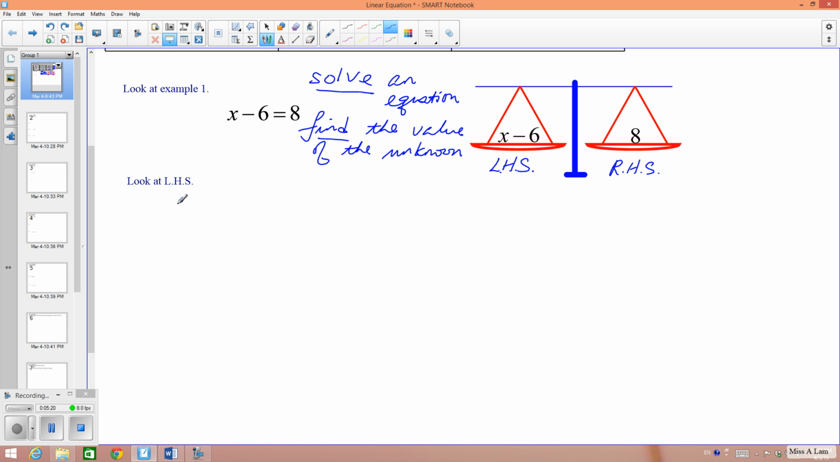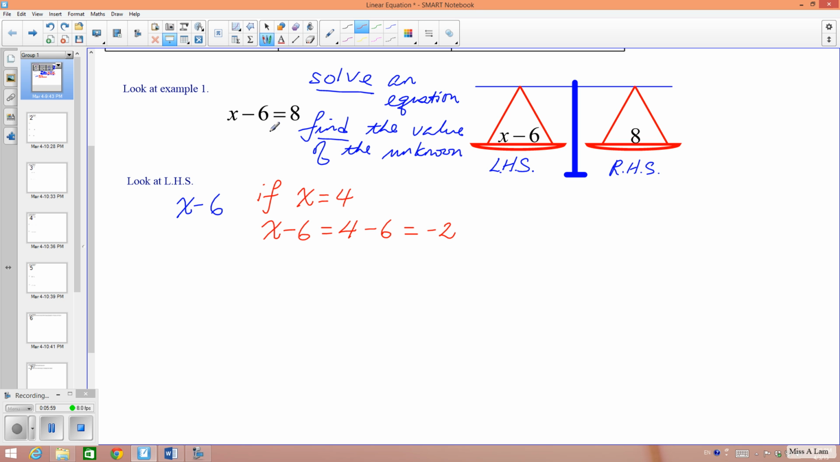Now if we look at x minus 6, just look at the left hand side. Now if we just look at this part, if we try to put some values for x, for example, think if x equals 4, then it means x minus 6 becomes 4 minus 6, which is minus 2.